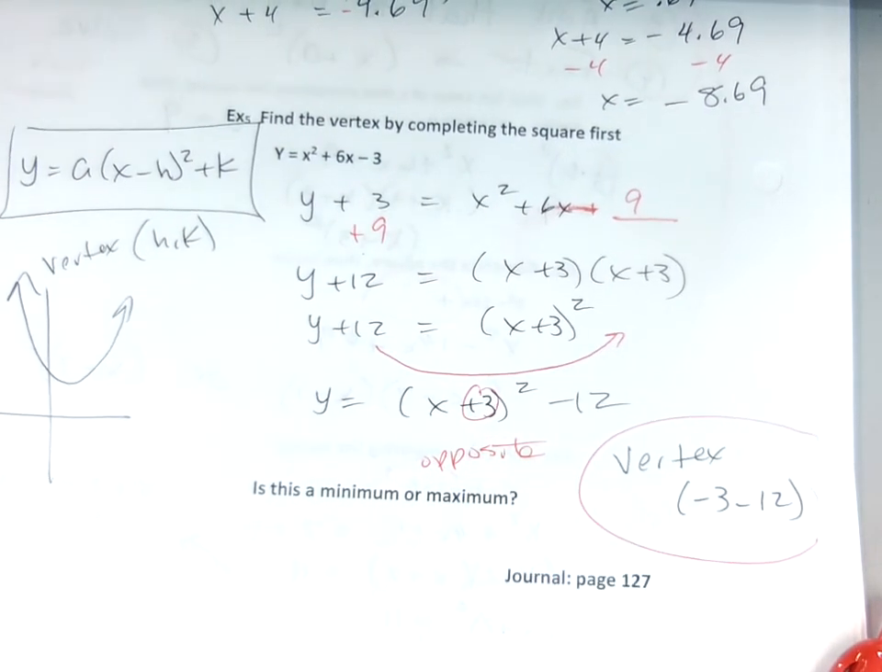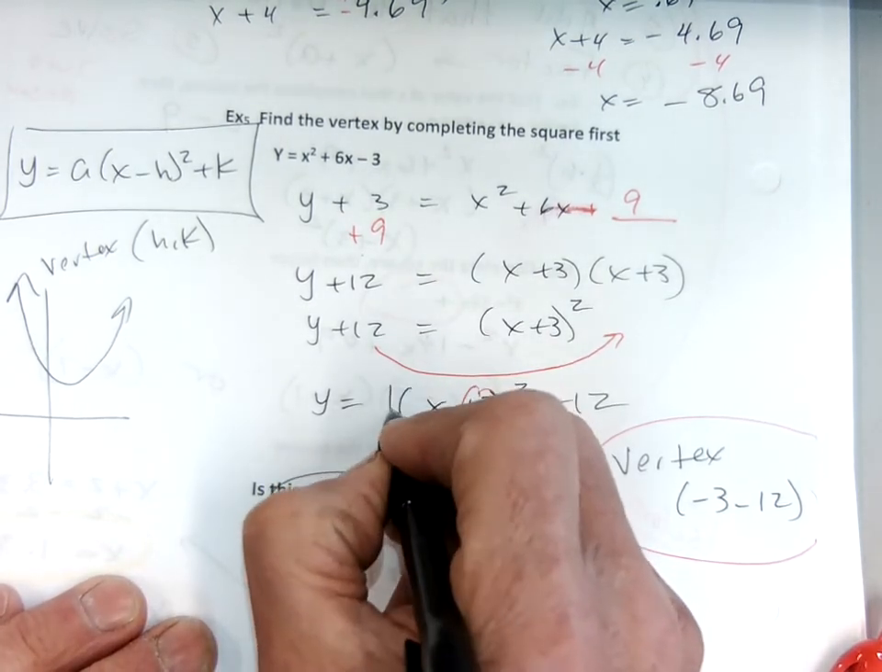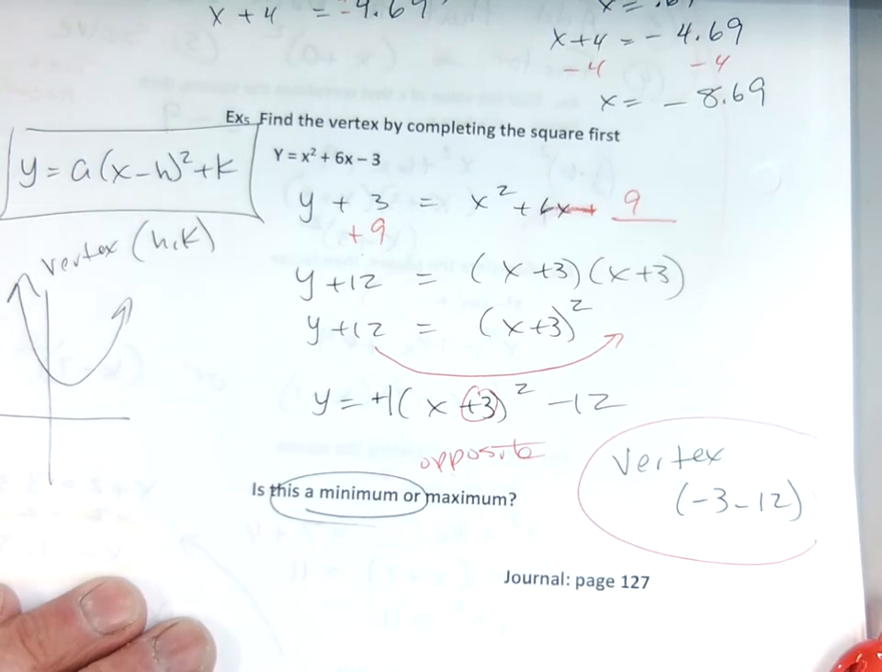Minimum's correct. Why do you know that? I totally agree. Why do you know it's a minimum? The parabola's going to go up, because there's a positive invisible one here. Everybody agree with that? Yep.